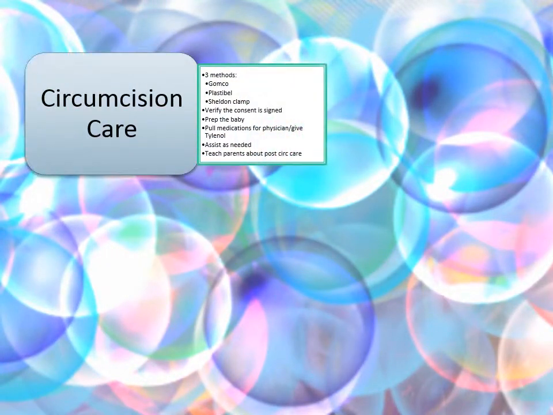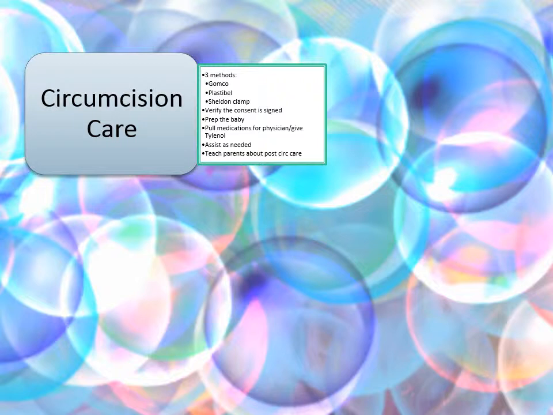Okay, let's talk a little bit about circumcision care. There are three methods: the Gomco, the Plastibell, and the Sheldon clamp. You want to verify the consent is signed, prep the baby, and pull medications for the physician. You may have to give Tylenol. You're going to assist as needed, and you're going to teach parents about post-circumcision care.